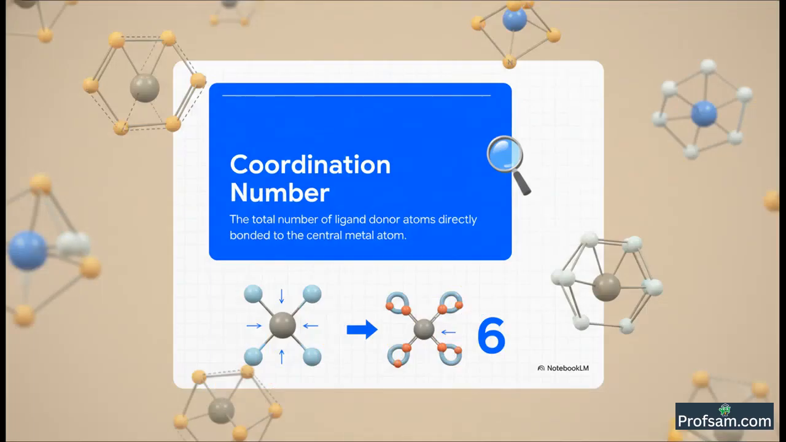Next, a very, very important term, the coordination number. Now, this is simply the total number of bonds that the metal atom forms with the ligands. But here is the critical point, so listen carefully. We count the number of donor atoms that are directly attached, not the number of ligand molecules. I'll show you exactly why this is so important in just a minute.